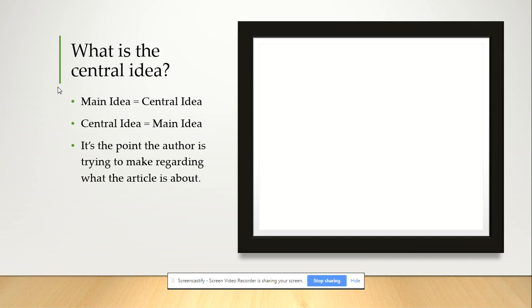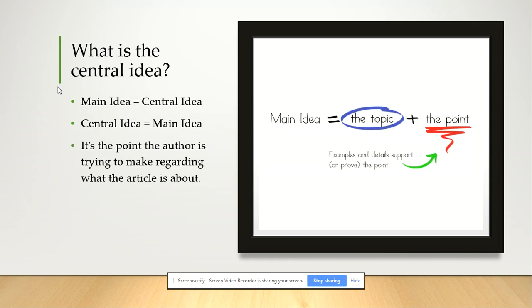So the central idea is the point that the author is trying to make regarding what this article is about. You may have seen this in one of your classes before: the main idea, or the central idea, is the topic, or what the article is about, and the point that the author is trying to make. And of course, examples and details support or prove the point that the author is trying to make.